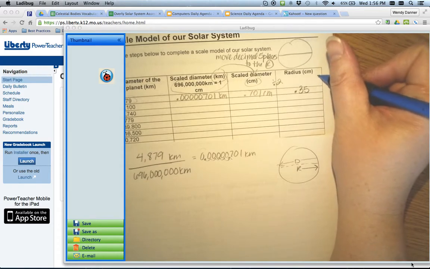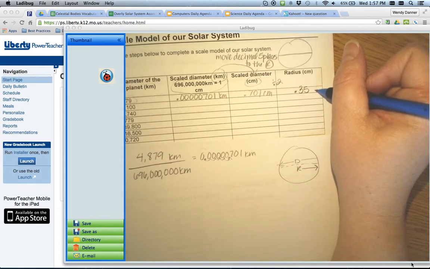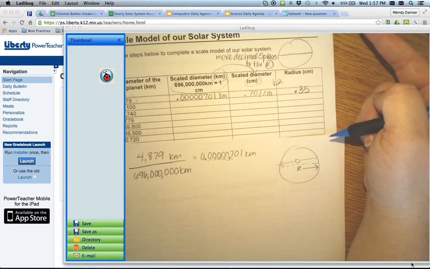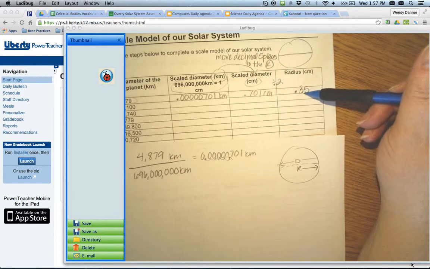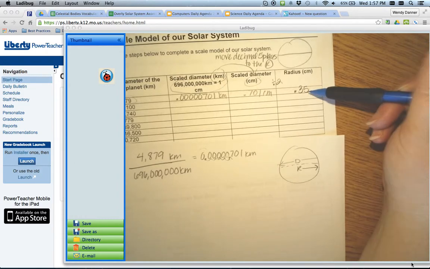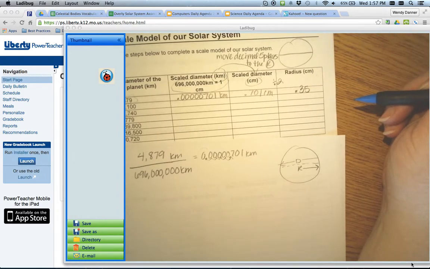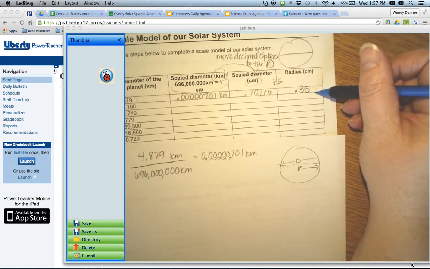Now, we need to make sure that the numbers in your radius column have 2 decimal places. The reason for that is 0.35 centimeters is also the same as 3.5 millimeters. You really cannot get any smaller on a ruler when it comes to millimeters other than half a millimeter. If we had more precise measurements and we were doing this with lasers and computers, yes, we would want to go smaller. This is about as small as we can go.